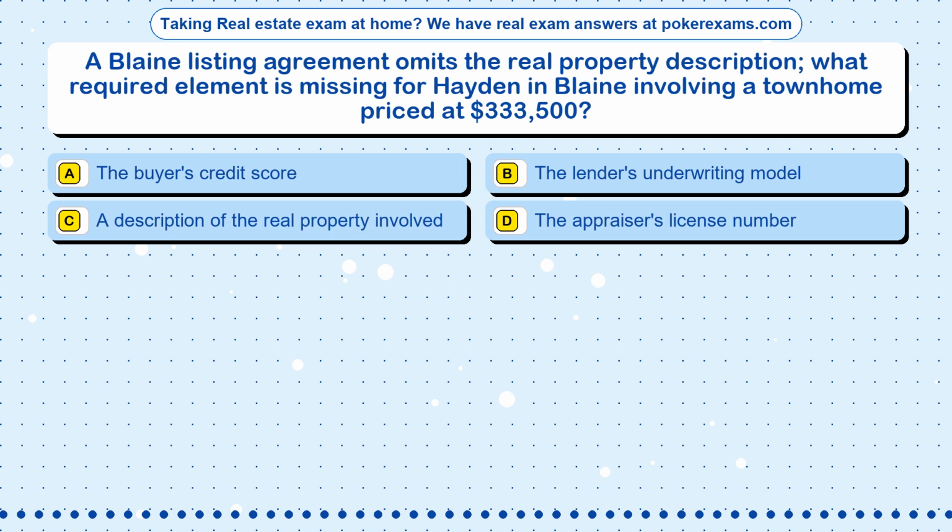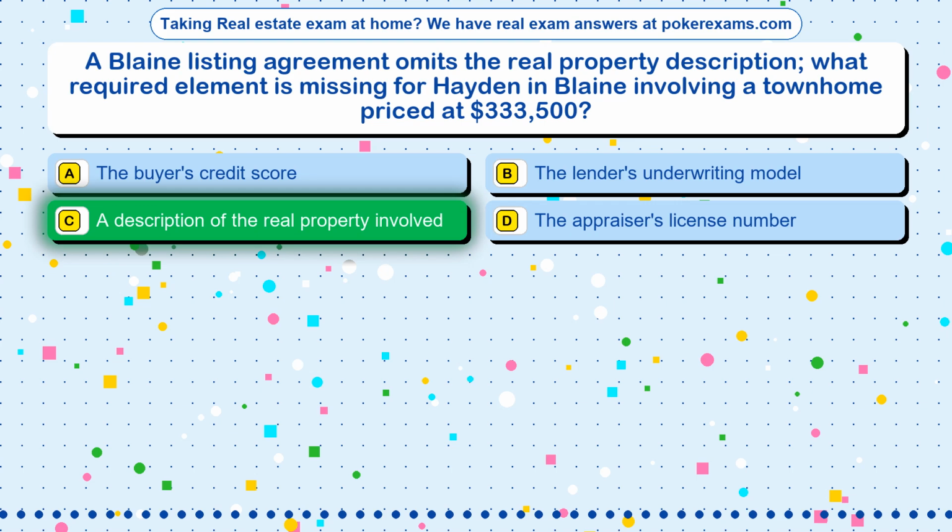Question 23. A Blaine listing agreement omits the real property description. What required element is missing for Hayden and Blaine involving a townhome priced at $333,500? Option A. The buyer's credit score. Option B. The lender's underwriting model. Option C. A description of the real property involved. Option D. The appraiser's license number.